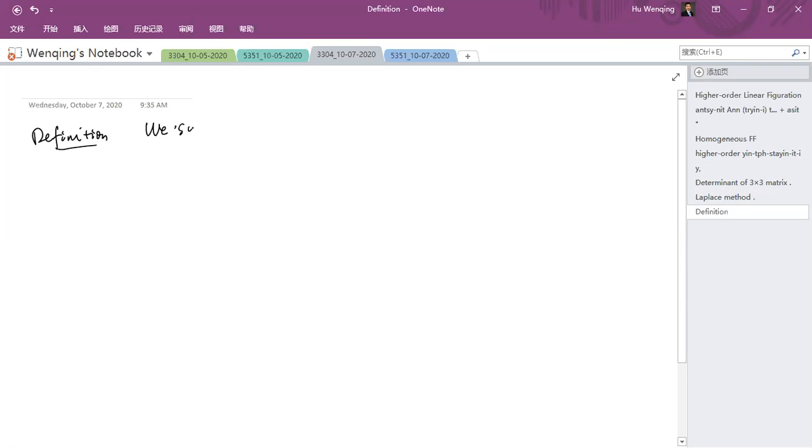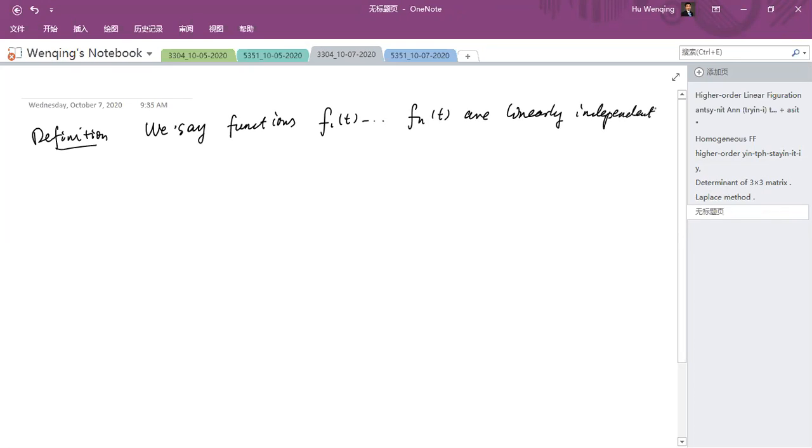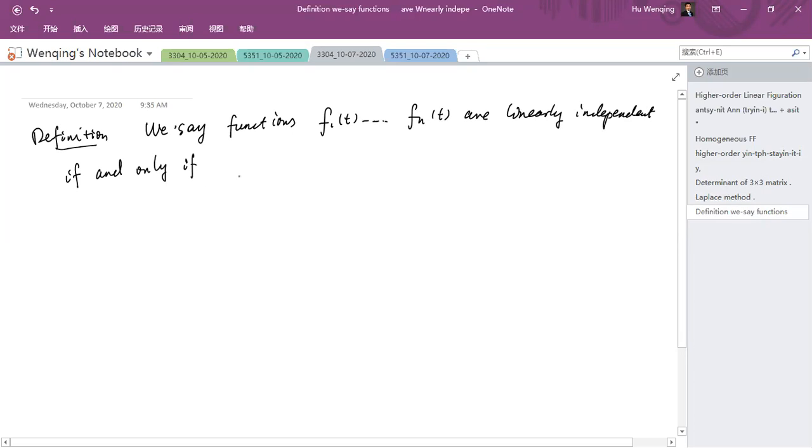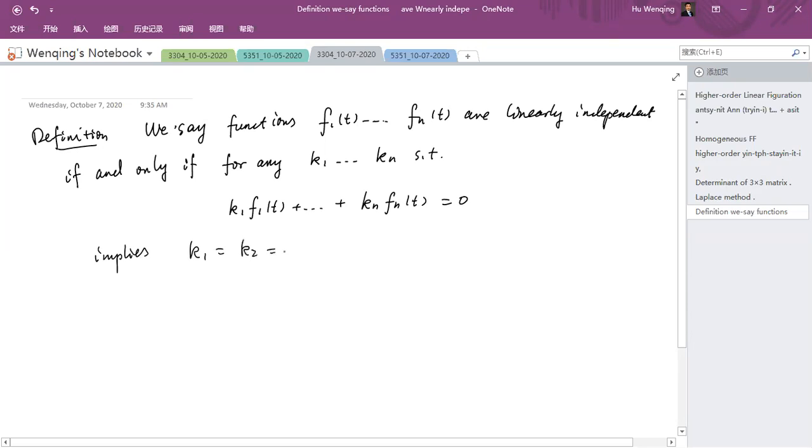Let's say the functions f1 of t until fn of t are linearly independent if and only if, for any sequence k1 to kn, k1 f1 of t plus dot dot dot plus kn fn of t is equal to 0 implies that k1 is equal to k2 is dot dot dot is equal to kn is equal to 0.